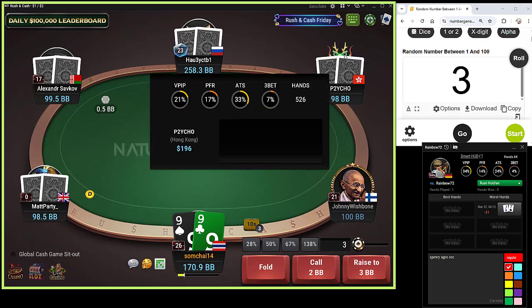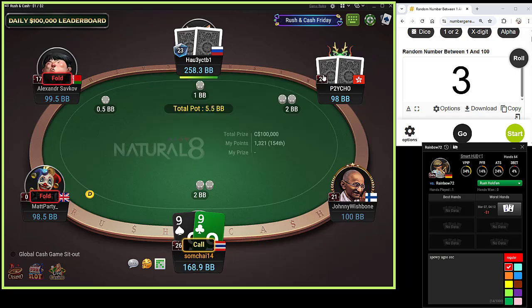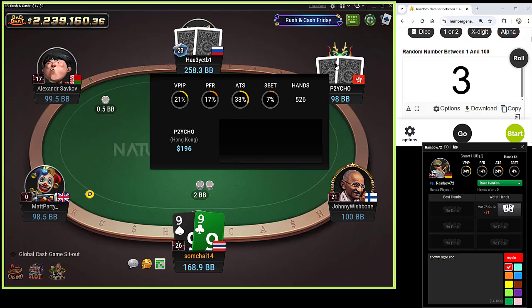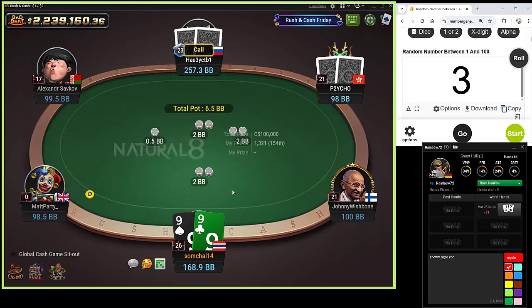Here we have pocket nines. Our opponent is playing 21, 17, 7. 3 betting is absolutely good.